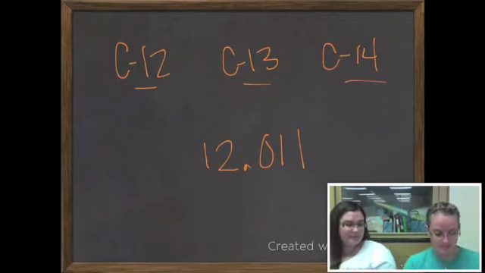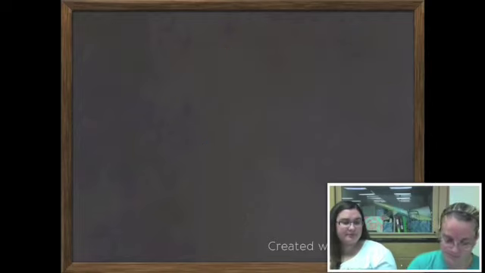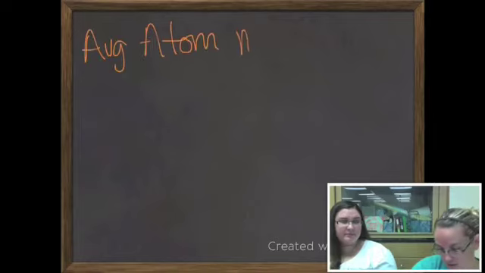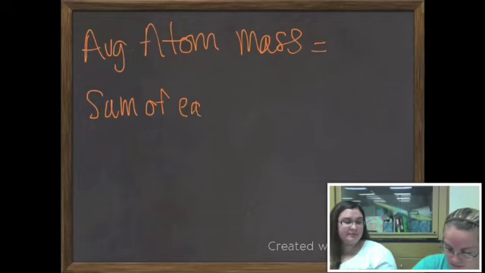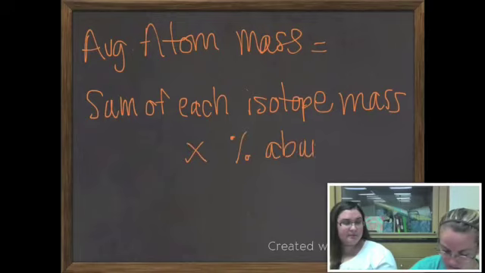Exactly. All right. So, we want to actually have an equation because we don't have a mass spectrometer to filter out this kind of stuff. And our equation for our average atomic mass is going to be equal to the sum of each isotope mass times your percent abundance.